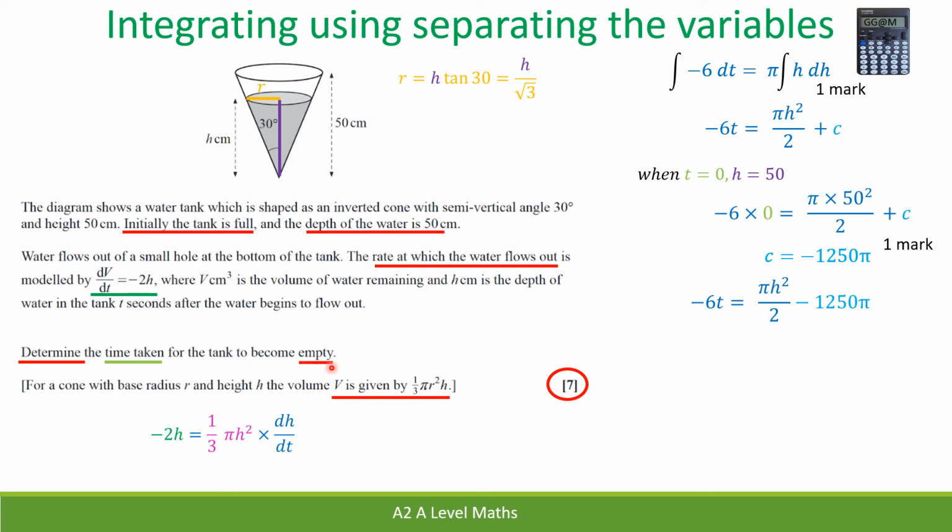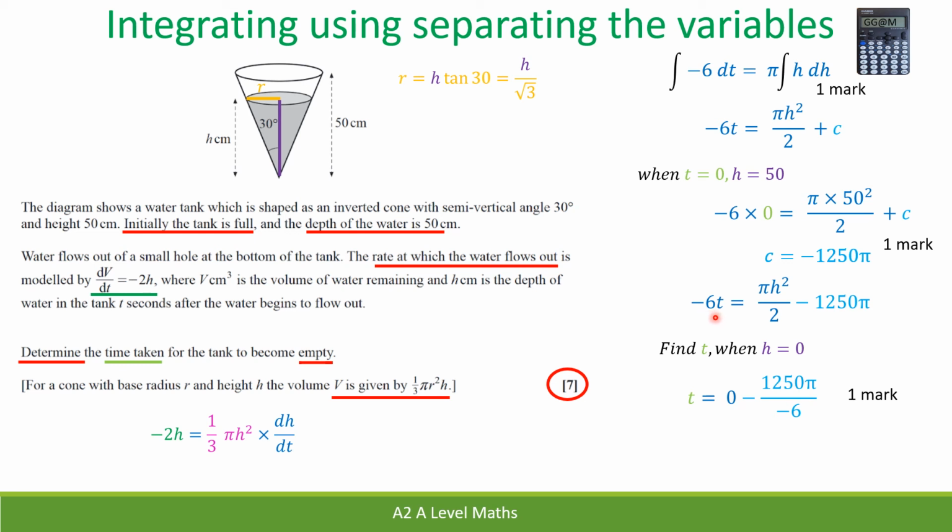So that means h is equal to 0. So we've got to find t when h is 0. So I'm just going to substitute 0 into this expression here. So this whole term here on the left becomes 0. I've then got minus 6 lots of t.